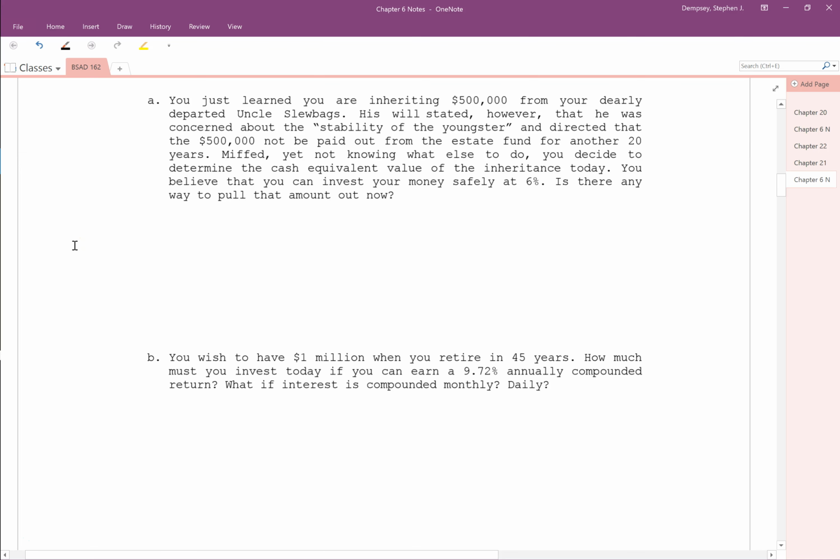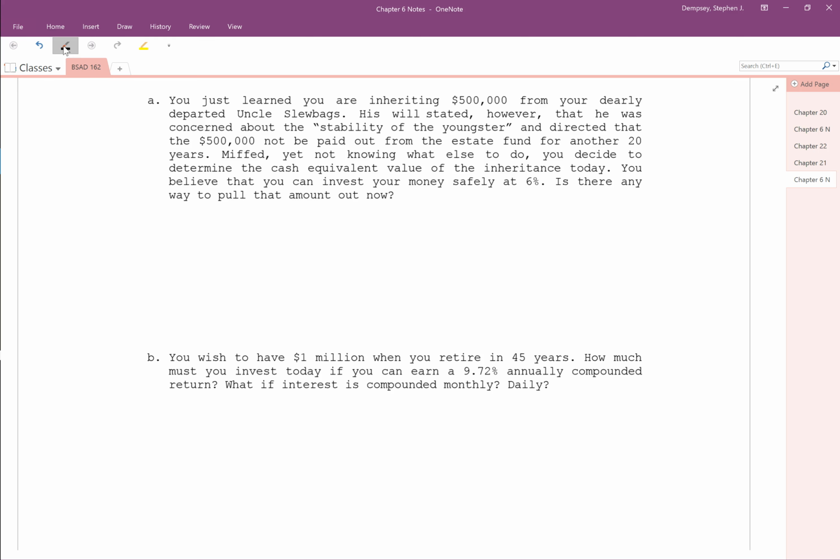So let's look at some examples here. You just learned you are inheriting $500,000 from your dearly departed Uncle Slewbags. It was well stated, however, that he was concerned about the, quote, stability of the youngster, and he directed that $500,000 not be paid out from the estate fund for another 20 years. So you're going to get $500,000, it's just that you have to wait 20 years. Not knowing what else to do, you decide to determine the cash equivalent value of the inheritance today, and you believe that you can invest your money safely at 6%. The question is, is there any way to pull that amount out now? So we're dealing with a present value situation.